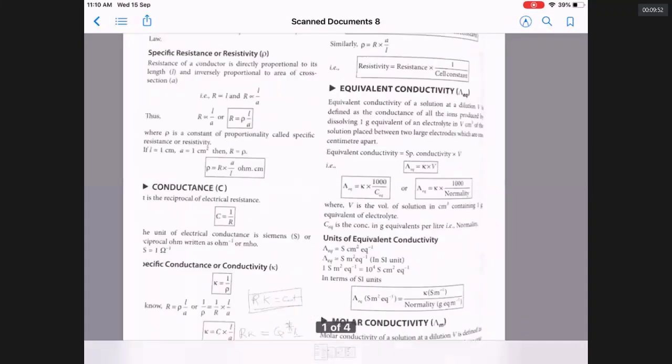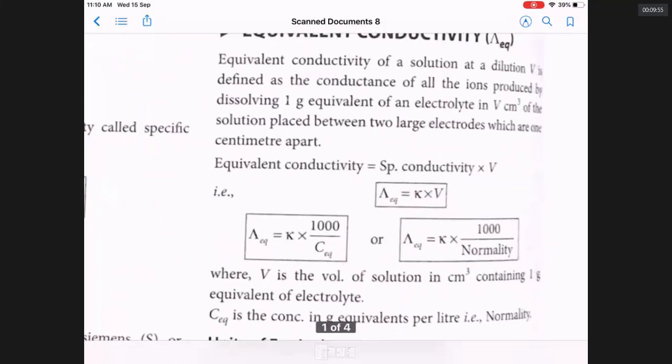Ladies and gentlemen, we are looking at this idea. What is the equivalent conductance? Conductance due to all ions present in the entire volume of solution that contains one equivalent mass of the solute. What is equivalent mass of solute? For example, for H2SO4, molecular weight is 98. Molecular weight divided by the number of H plus ions given by H2SO4, that is 2. Molecular weight by N factor is the equivalent weight. So 98 by 2, 49 is its equivalent weight.